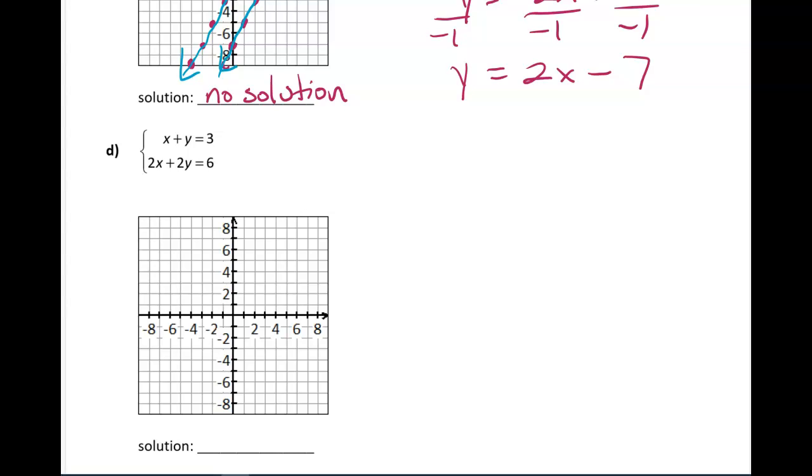In D, x plus y is equal to 3, so x plus y is equal to 3. We need to solve that for y. That's just subtracting x from both sides. And since we've already got y by itself on the left side, that means we have a slope of -1 and a y-intercept of 0, 3. So every time we go right 1, we go down 1. Graph all of those points.